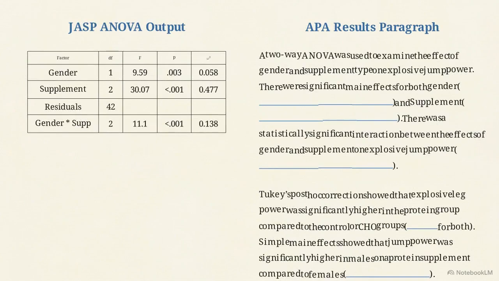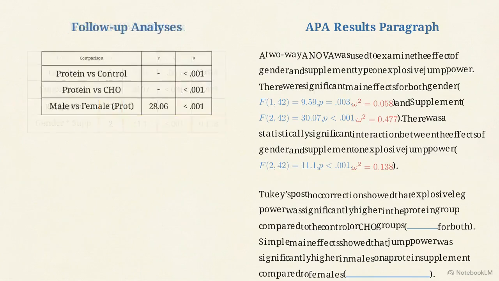We take the F statistics, the degrees of freedom, and the main p-values directly from the initial JASP ANOVA output table and insert them sequentially into our text to state the main effects for gender and supplement. Next, we incorporate the secondary analytical data. We pull the omega squared values to report the effect sizes. Finally, we integrate the post-hoc p-values and the simple main effects findings into our concluding sentences to explain the specific interactions.